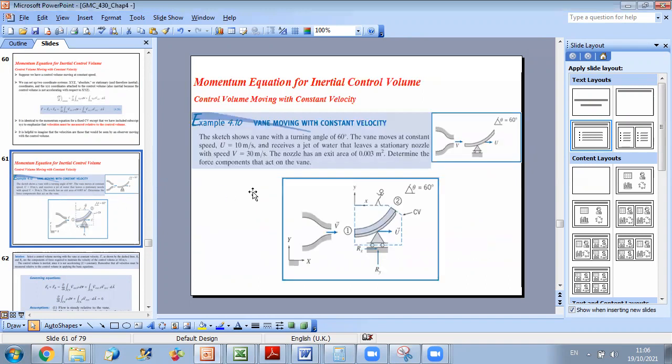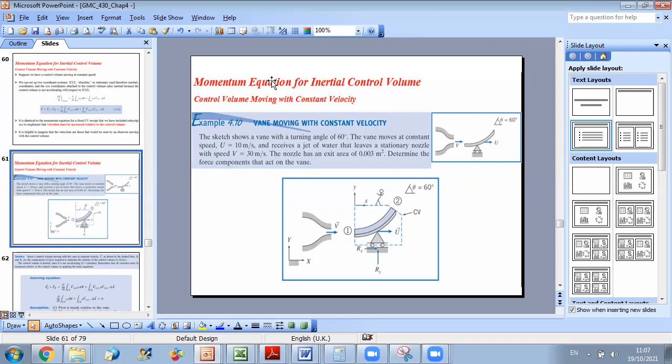Let us consider the following example. The sketch shows a vane with a turning angle of 60 degrees. The vane moves at constant speed u equals to 10 meters per second and receives a jet of water that leaves a fixed nozzle with speed v equal to 30 meters per second. The nozzle has an exit area of 0.003 meters squared. Determine the force components that act on the vane.